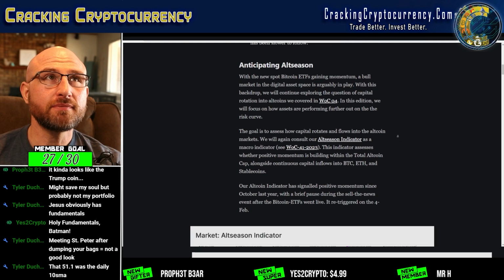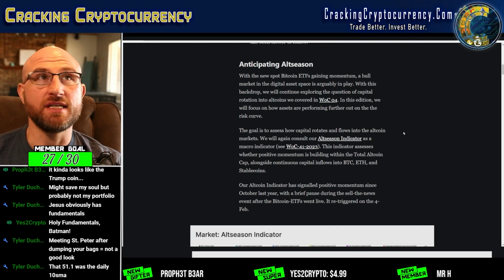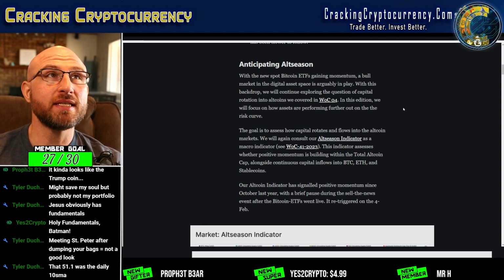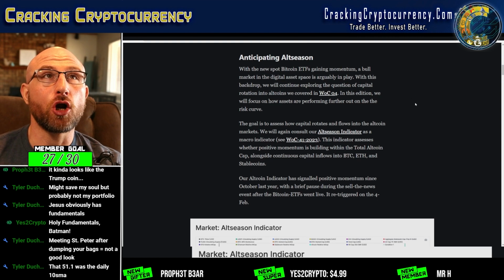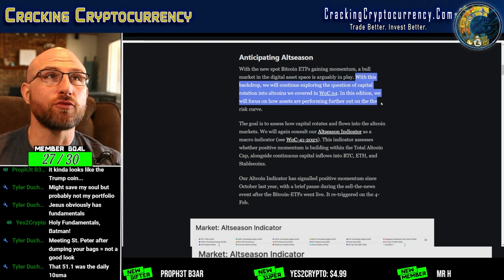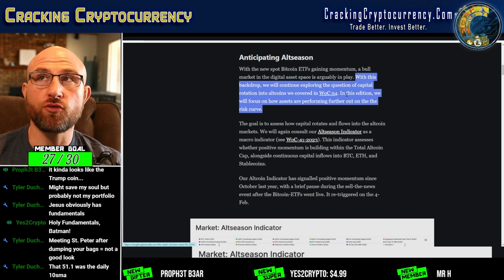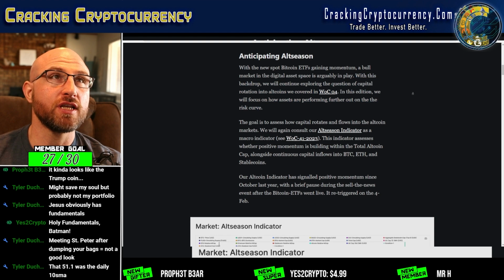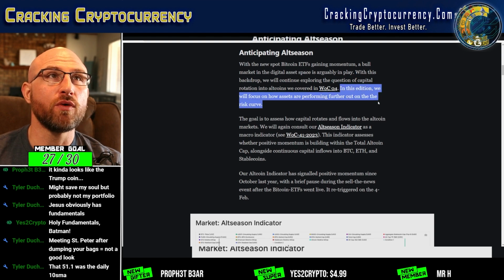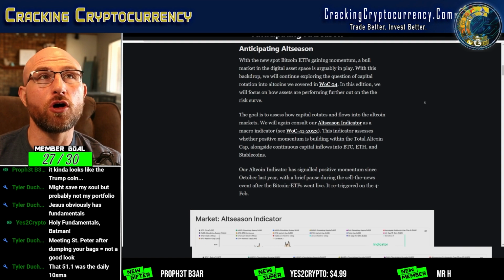All right. So, anticipating alt season. With the new spot Bitcoin ETFs gaining momentum, a bull market in the digital asset space is arguably in play. With this backdrop, we'll continue exploring the question of capital rotation. This is something they covered in a previous newsletter as well. In this edition, we will focus on how assets are performing further out on the risk curve.